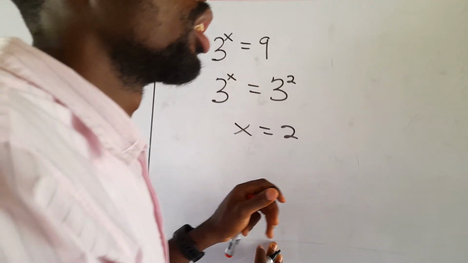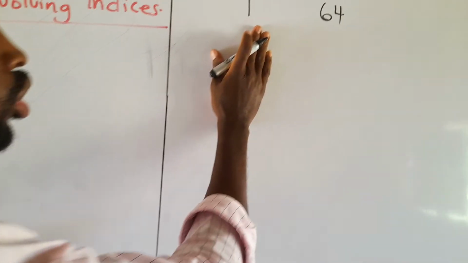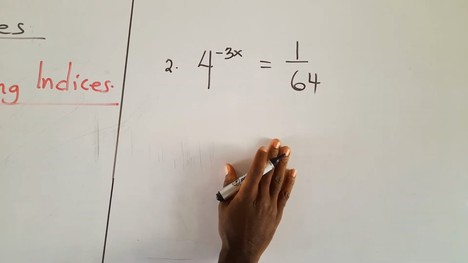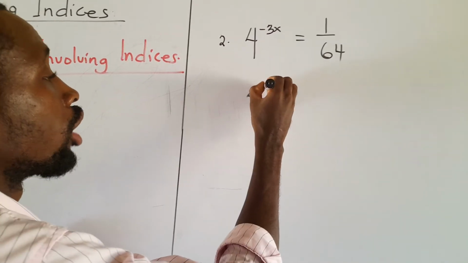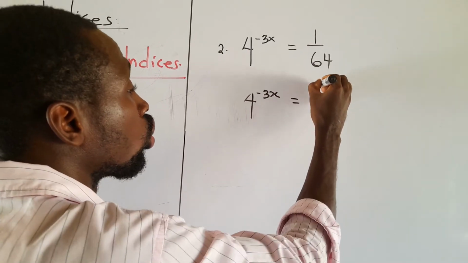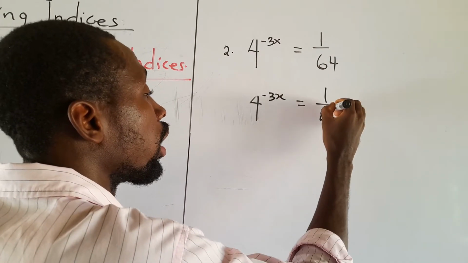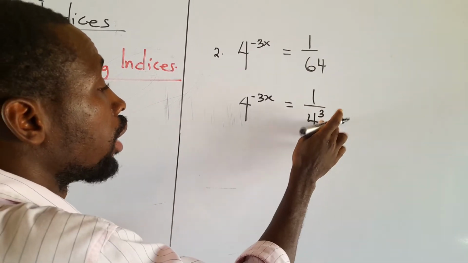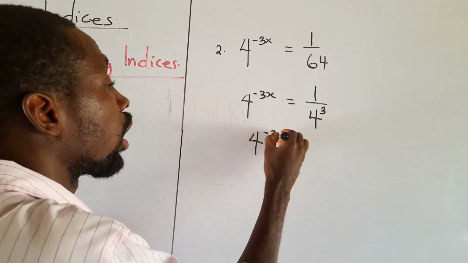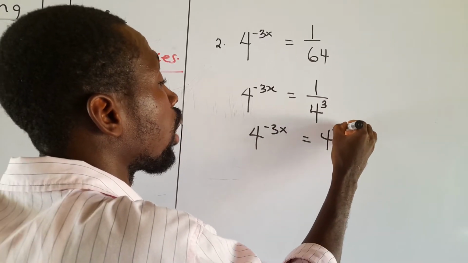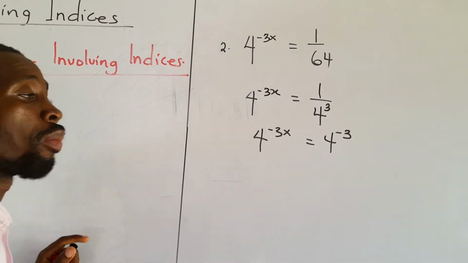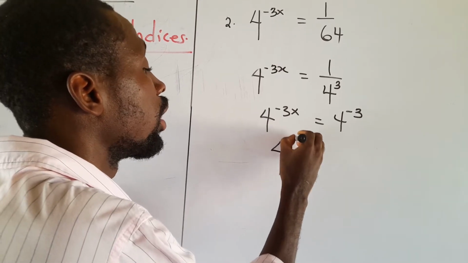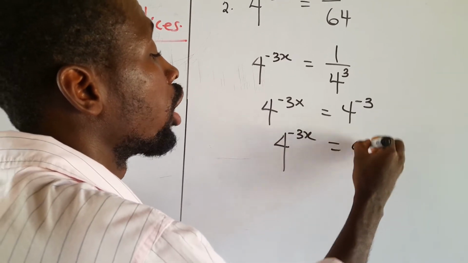We'll solve the second one. Now let's look at this one. Your task is to make the two sides of the equation have the same base. So look at it. 1 over 64 is 4 exponent negative 3, because 4 times 4 times 4 is 64. You can rewrite this again. Remember that property of indices. Please check out the videos on properties of indices. So we have 4 exponent negative 3x is equal to 4 exponent negative 3.